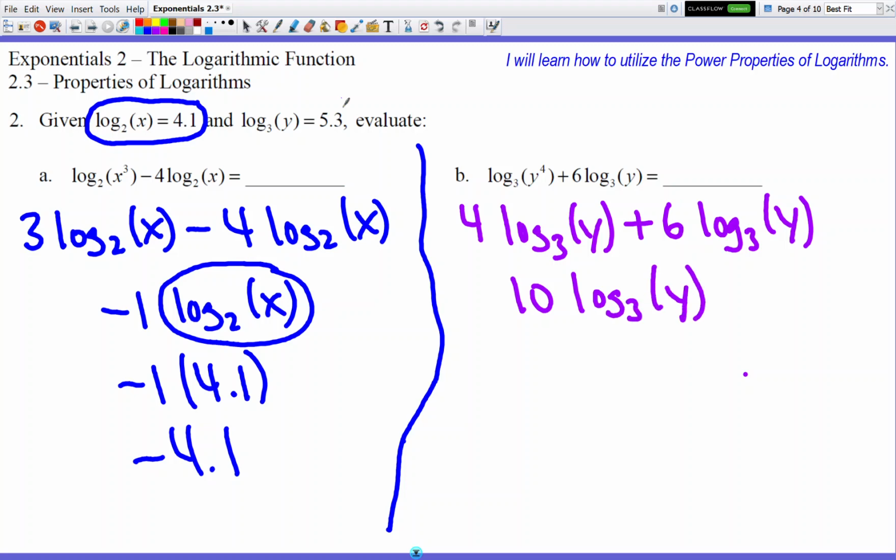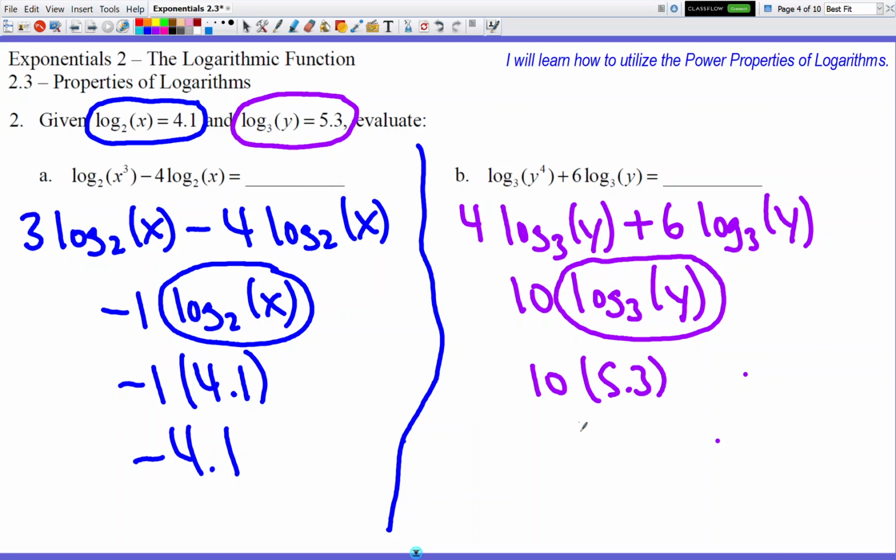Then let's look at our instructions, because look at what I'm circling in purple. It says if you ever see log base 3 of y, you can replace it with 5.3. This is not one of the properties that we saw in our list earlier. This is just straight substitution. It's telling us if we ever see log base 3 of y in our problem anywhere, put 5.3 instead. If we ever see log base 2 of x, put 4.1 instead. They're just telling us what to substitute, like when they say in a problem, let x equal 5, and then solve. So I'm about to replace this entire circle with a 5.3, and that's going to get multiplied by 10, and when I do that, I get 53.